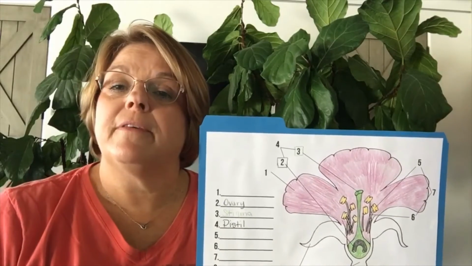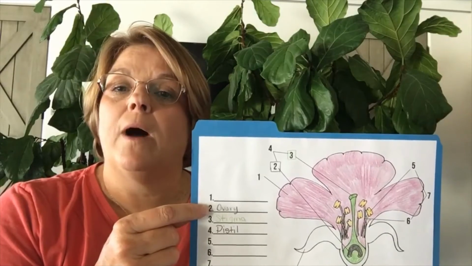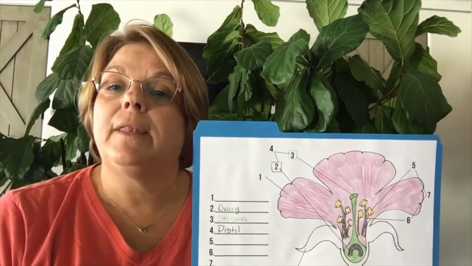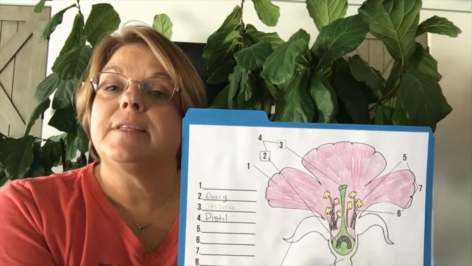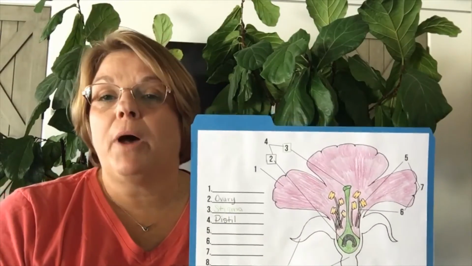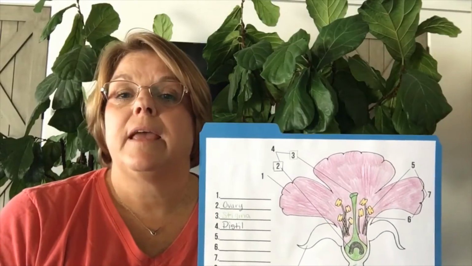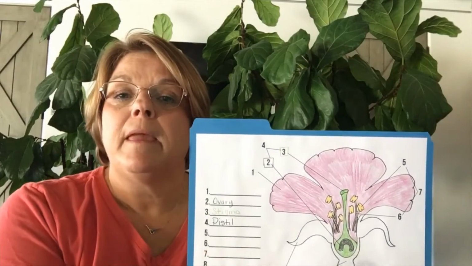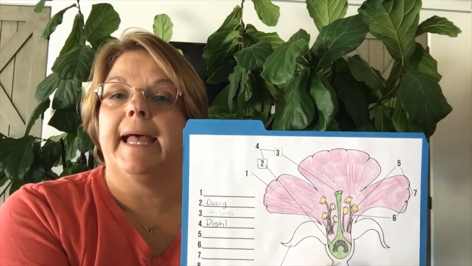The other part of the pistil is the ovary, O-V-A-R-Y, and we're going to write that on line 2. Ovary is where the seeds are waiting on the pollen so they can mature and be released and become new plants. Please take a moment and color the ovary black.